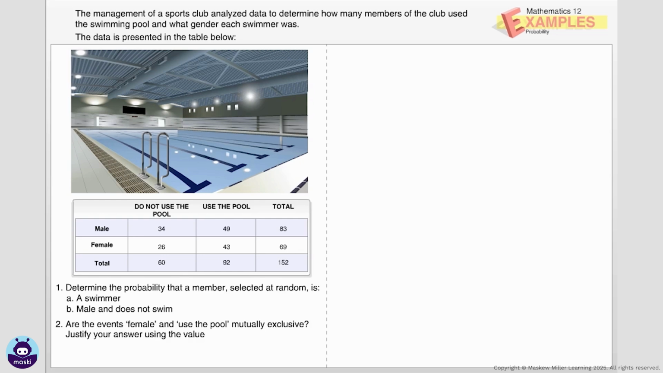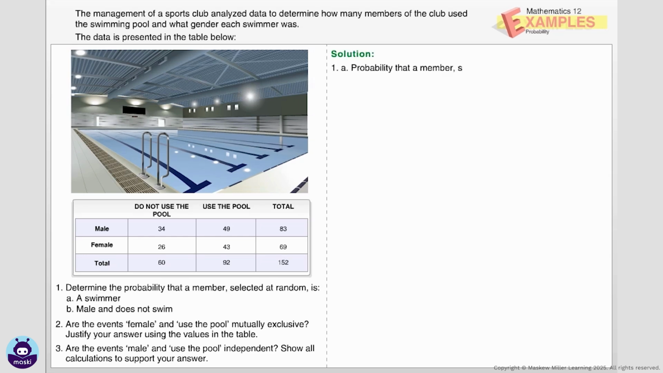Are the events female and use the pool mutually exclusive? Justify your answer using the values in the table. Are the events male and use the pool independent? Show all calculations to support your answer. Solution. We have been given a contingency table. We can simply read the values off the table and answer the questions.